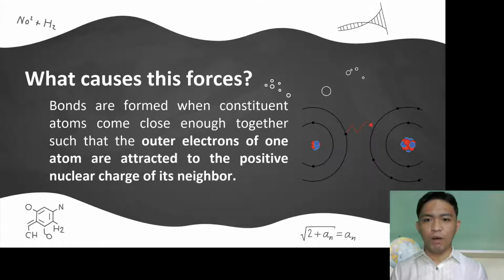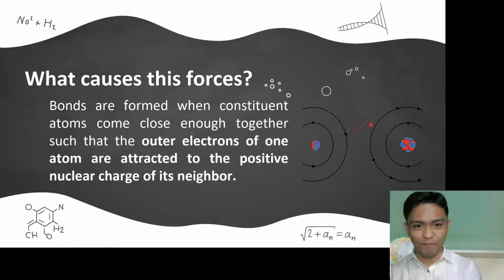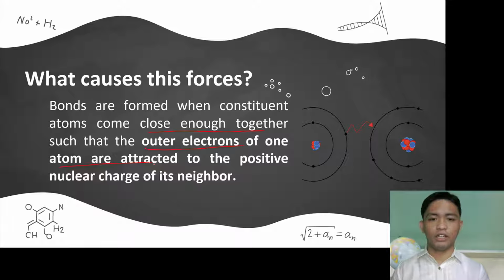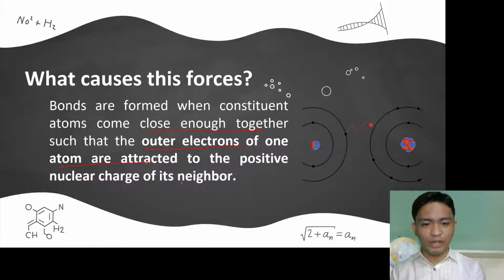Okay, now these bonds are formed when constituent atoms come close enough together such that the outer electrons of one atom are attracted to the positive nuclear charge of its neighbor, neighboring atom. So sa nakaraang definition natin, nabanggit yung electrostatic force. At dun sa mga nakaraang discussion natin, videos, lagi nababanggit yung electrostatic rule, which basically states na pag meron kang dalawang charged bodies or particles, kapag magkaiba yung charge nila, one positive, one negative, it causes them to get attracted to one another.